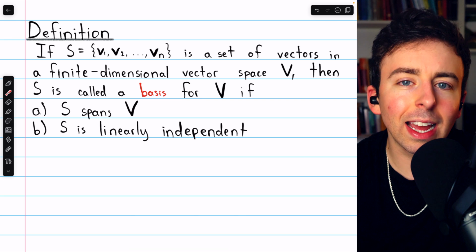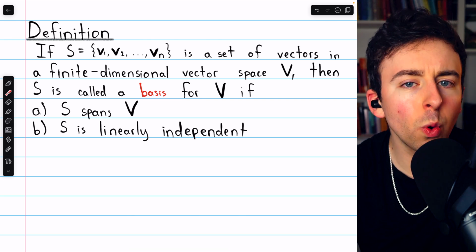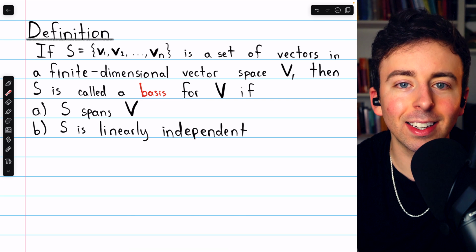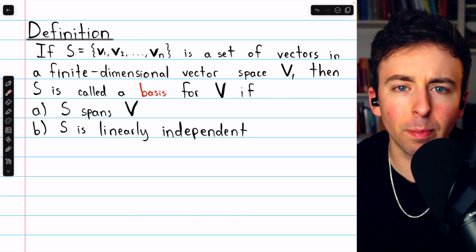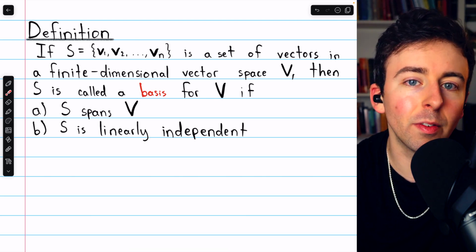But now that we understand also what the dimension of a vector space is, there are some quick ways we can determine if a set is a basis in certain examples. Links in the description to my lessons introducing bases and dimensions if you need to review.